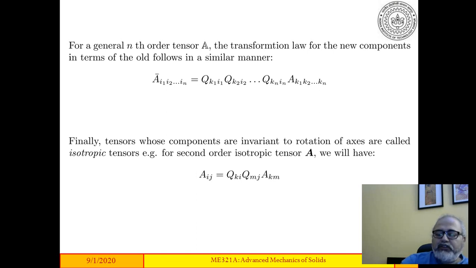Okay, now there are tensors whose components do not change if you rotate them. So you do this operation, Qki Qmj Akm, but after the operation, what you get is the same tensor back, same components back. So the components of this tensor do not care about the rotation of the coordinate axes. Such tensors are called isotropic tensors. These are special kinds of tensors whose components do not change if you rotate the coordinate axes. Okay, so we will stop here.